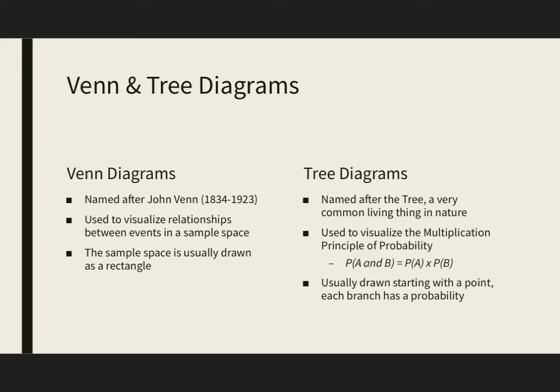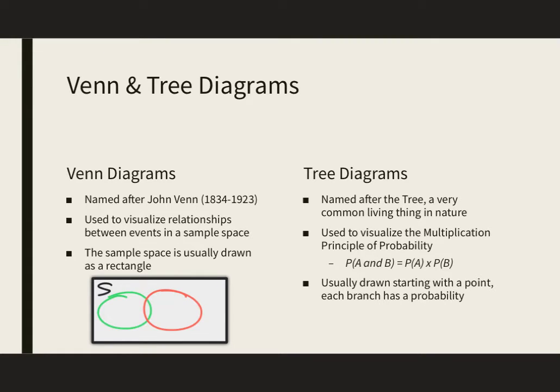Venn diagrams were named after John Venn, who lived in the 1900s. They're used to visualize relationships between events in a sample space. Usually we have 2 or 3 events that may or may not overlap. It's more interesting when they overlap. The sample space is usually drawn as a rectangle, and then the actual diagrams are circles. Of course, when we're drawing it by hand, they might look like blobs.